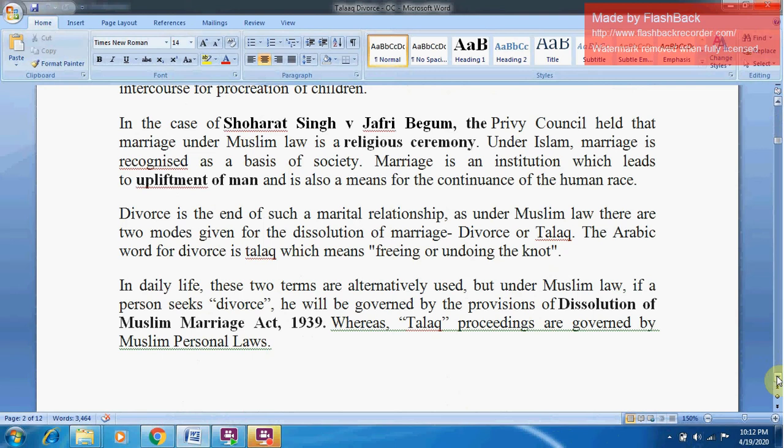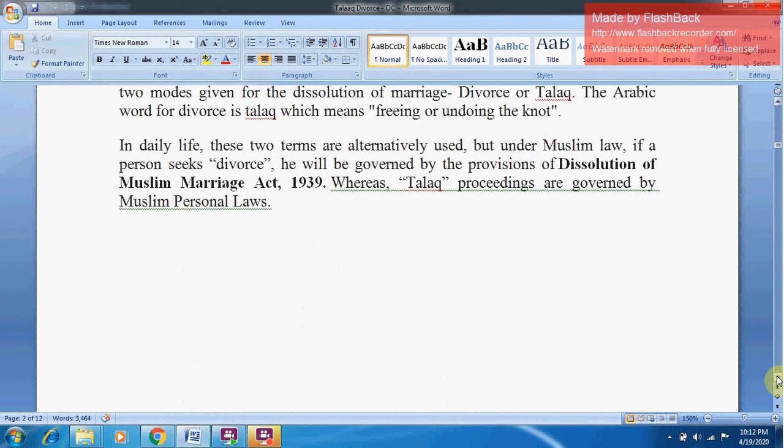In daily life, these two terms are alternately used, but under Muslim law, if a person seeks divorce, he will be governed by the provisions of the Dissolution of Muslim Marriage Act 1939, whereas talaq proceedings are governed by Muslim personal law. That means there will be a legal remedy and there will be extrajudicial remedies. Where the extrajudicial remedies are concerned, we will say it is in the form of talaq, and where the legal remedies are concerned, we will say it is in the form of divorce. In some books it is classified as judicial remedies and extrajudicial remedies, or judicial and extrajudicial solutions.